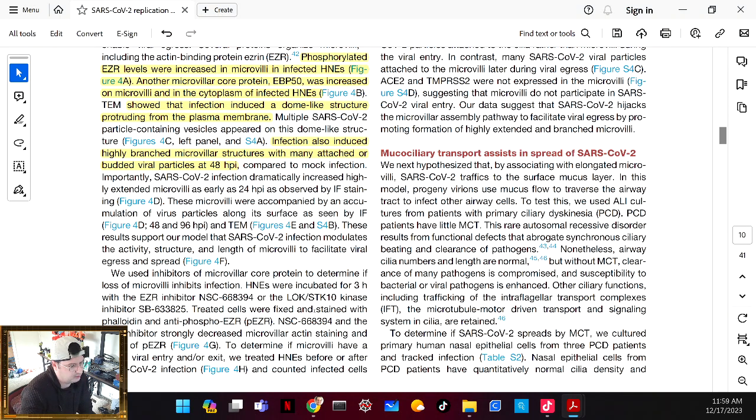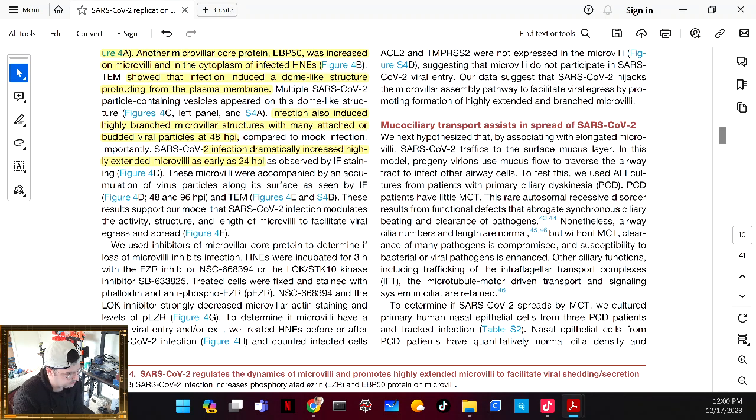Compared to mock infection, importantly, COVID infection dramatically increased highly extended microvilli as early as 24 hours. So it's infecting a couple of cells early on, causing that branch growth. You can see them start to extend as early as 24 hours post-infection. Okay, gotcha, that's interesting. Reduces viral load when used regularly throughout the day. Yes, they have to be used very regularly. Mucus production will clear the effects. It just won't last for a long time.